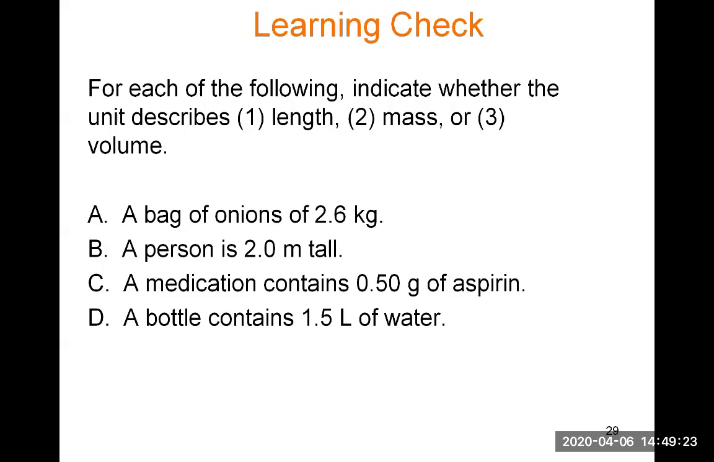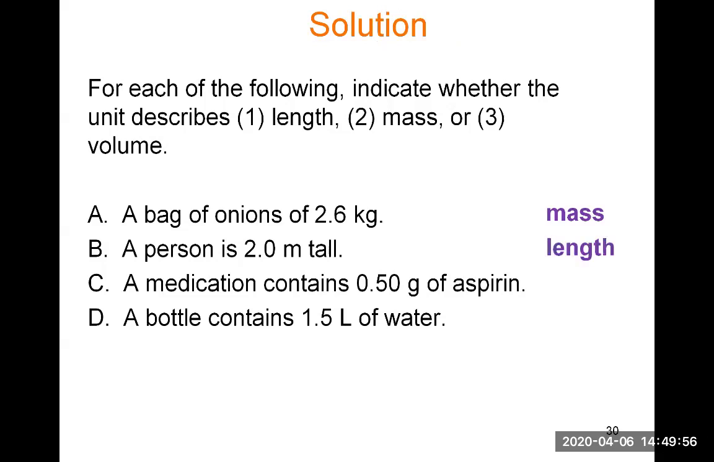For each of the following, indicate whether the unit describes a length, a mass, or a volume. If we are talking about a bag of onions of 2.6 kilograms, what is this? Kilograms is a unit of mass, so that's mass. A person is 2.0 meters tall. Tall refers to height. Height is a length, and meters confirms that it's a length.